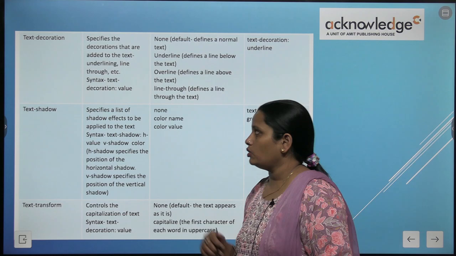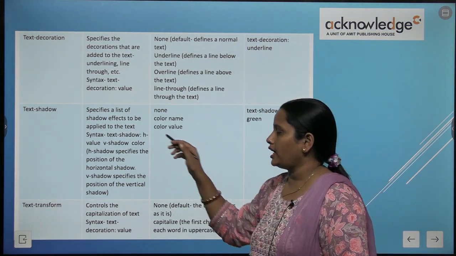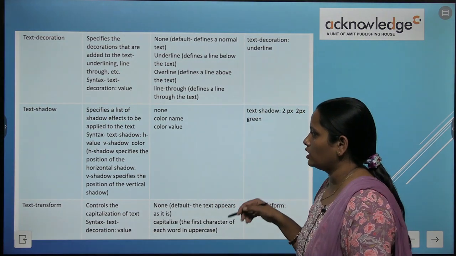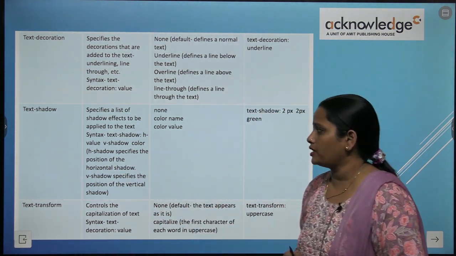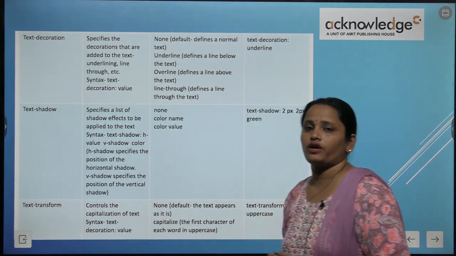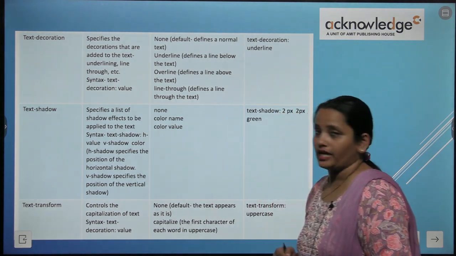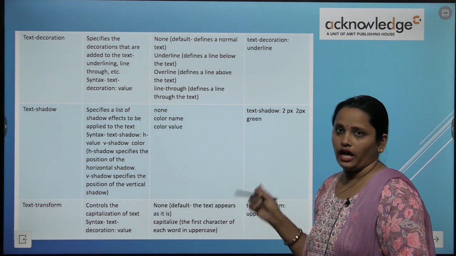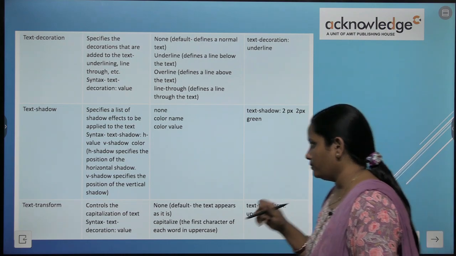Next is text shadow. It specifies the list of shadow effects to be applied in the text, and the syntax of the text shadow is H shadow, V shadow, color. The H shadow specifies the position of the horizontal shadow, and V shadow specifies the position of the vertical shadow. So this is the purpose of text shadow, and the value is none here, color name and color value. Here is the example given for the text shadow.